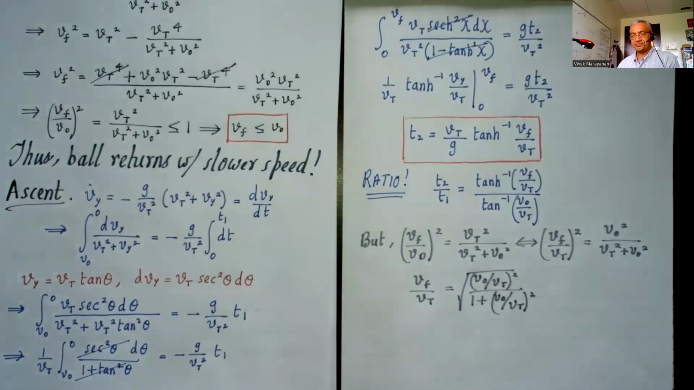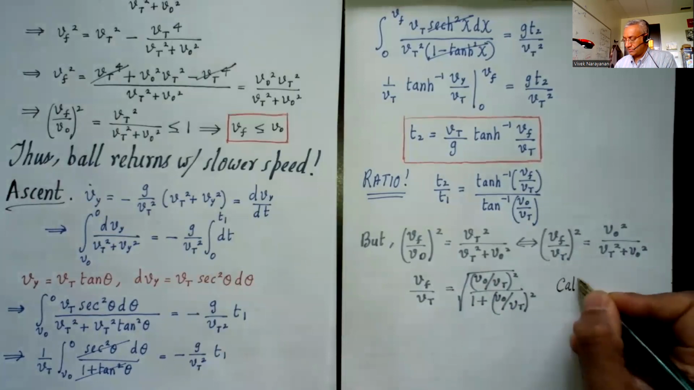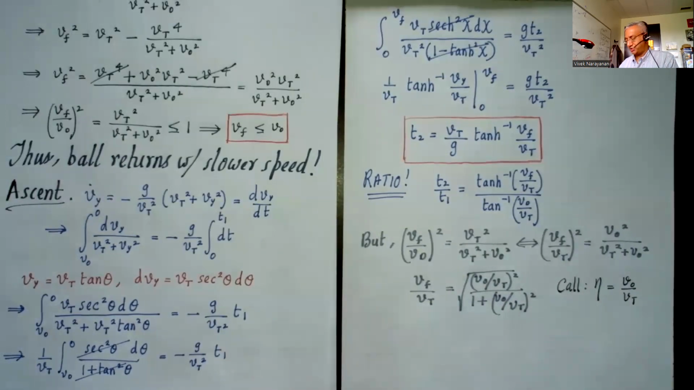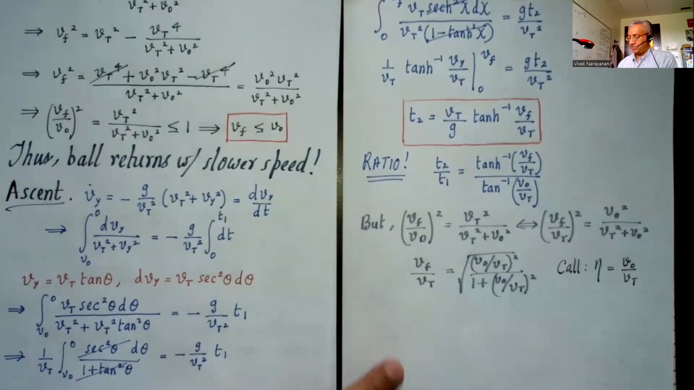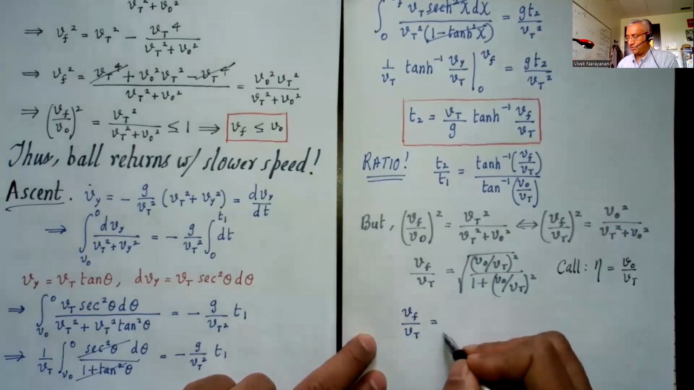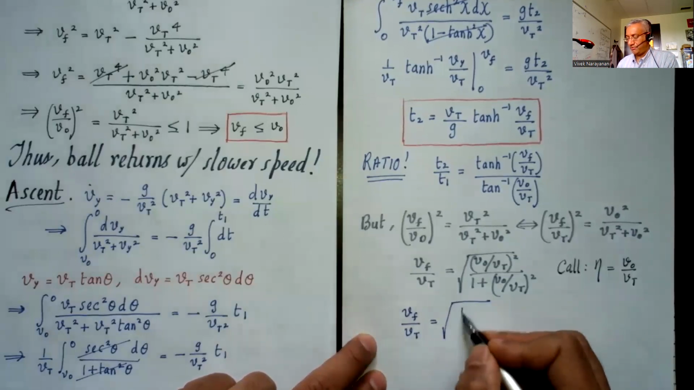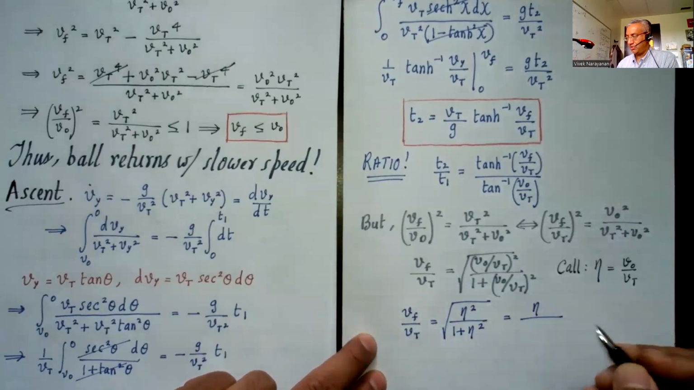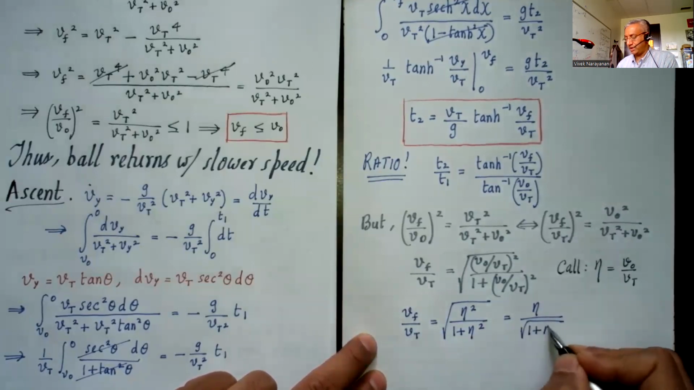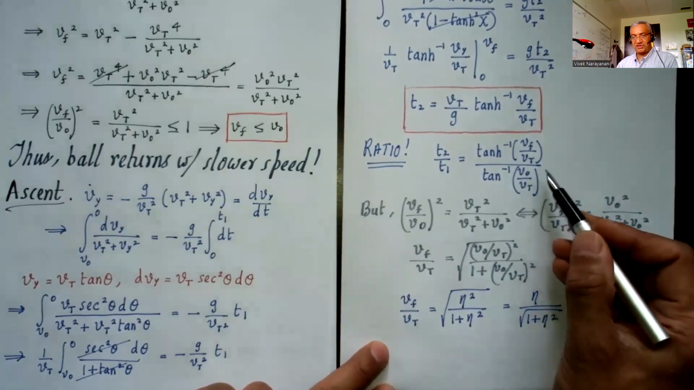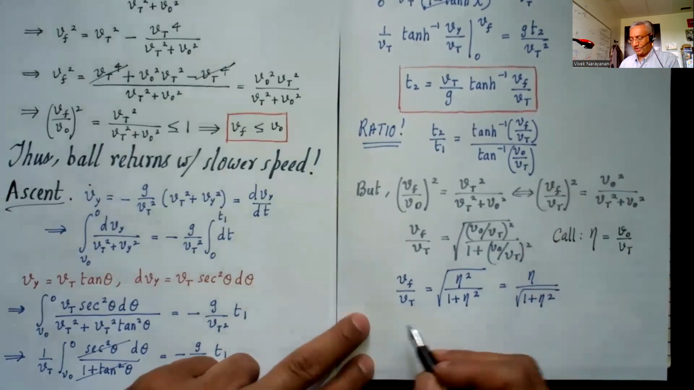And I'm going to call the symbol eta to be V naught over Vt. This makes analytical work much easier. So I end up getting Vf over V terminal is equal to the square root of eta squared over 1 plus eta squared. Well, that's just eta over the square root of 1 plus eta squared. So that expression there looks really cute now.